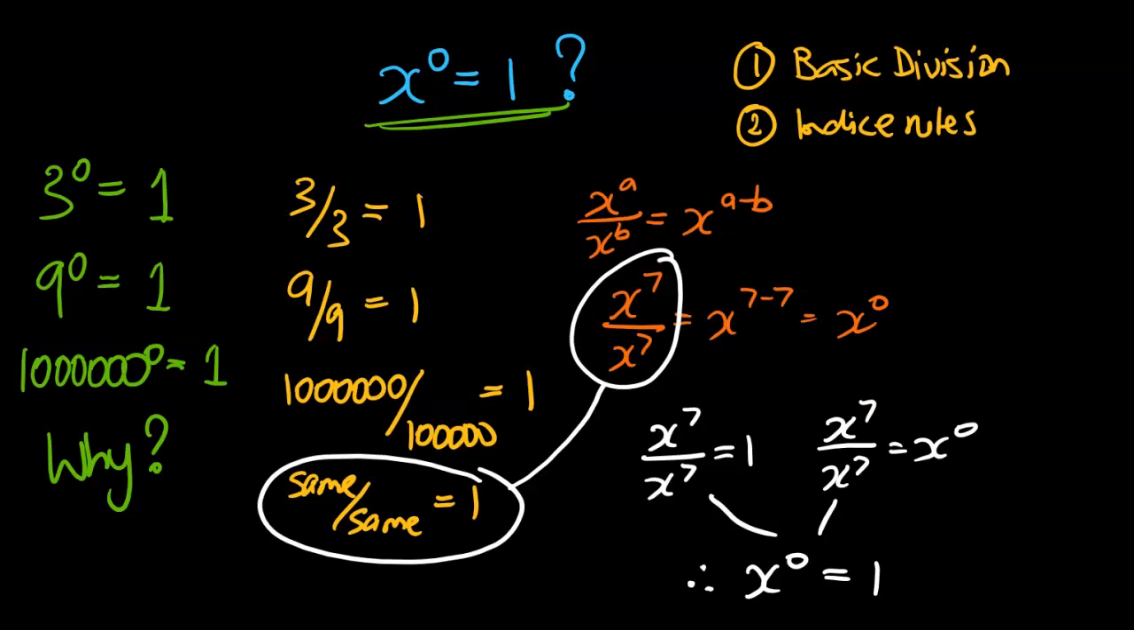Hopefully that made sense. We just used some real basic division and some real basic indice rules to demonstrate why x to the power of 0 is equal to 1. A lot of us just memorize the rule and take it a bit for granted, but hopefully you understand why and you can apply that in your maths.